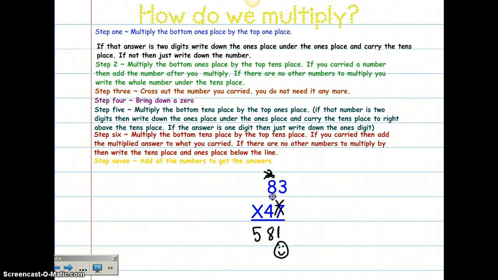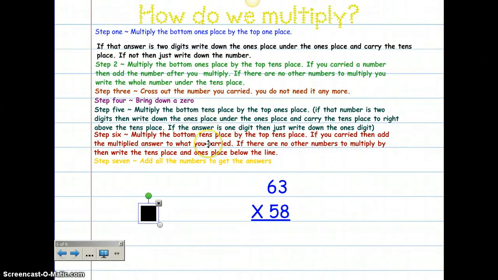Now I'm going to go bottom tens place by the top ones place. So 4 times 3 is 12. I'm going to write down the 2 and carry the 1 over here. Then I'm going to do 8 times 4, bottom tens place by the top tens place, which is 32 plus 1 is 33. And then I add 1 plus 0, 1. 8 plus 2, 10. Carry 5 plus 3, that is 9. And 3. So my answer to 83 times 47 is 3,901.